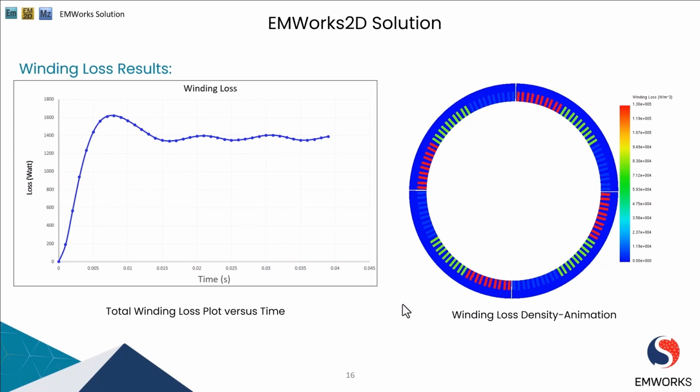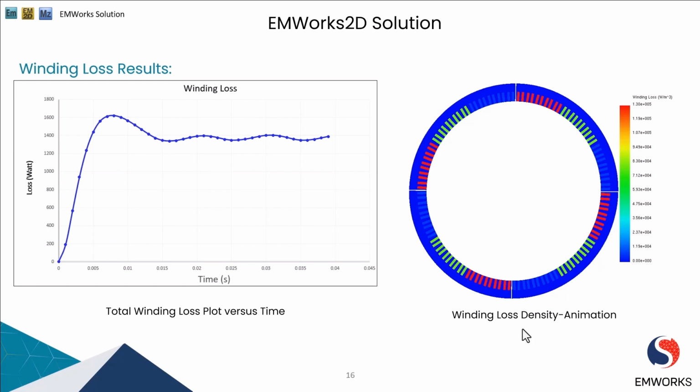First, the total winding loss plot versus time, which is on the left hand side. This graphical representation showcases how the total winding losses occur over time. By examining this plot, we can glean insights into how these losses evolve, aiding us in optimizing the system.